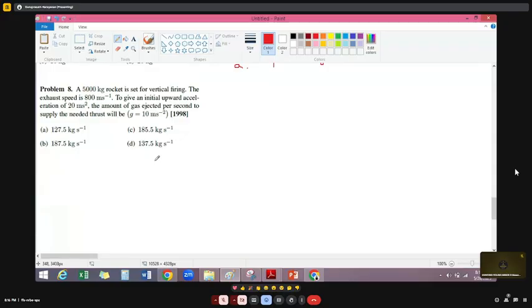A 5000 kg rocket is set for vertical firing. The exhaust speed is 800 meters per second. So that means again do the same rocket drawing. You know that mg is acting downwards, weight. To give an initial upward acceleration of 20 meters per second square, there must be some F acting upwards. We call this F thrust.